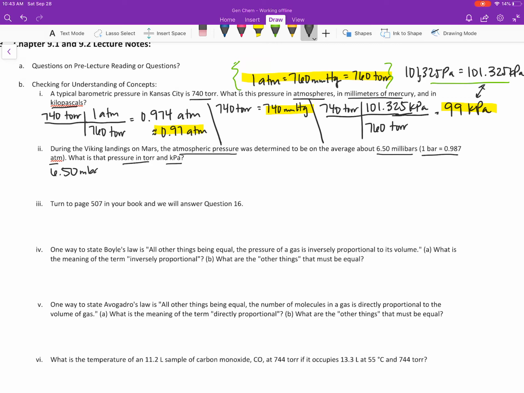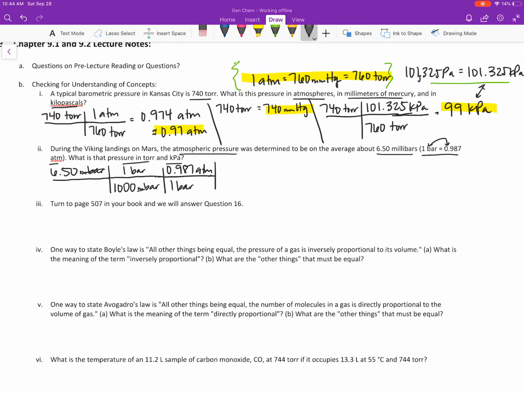Okay, so I'm going to start off with my 6.5 millibars per, and I'm going to convert that. Now the first thing is I don't have a conversion from millibar to atmospheres, but it's a metric conversion. And so if there's 1,000 millimeters in a meter, there is 1,000 millibars in a bar. And now I can use the conversion I'm given in the problem, which will take me to ATMs.